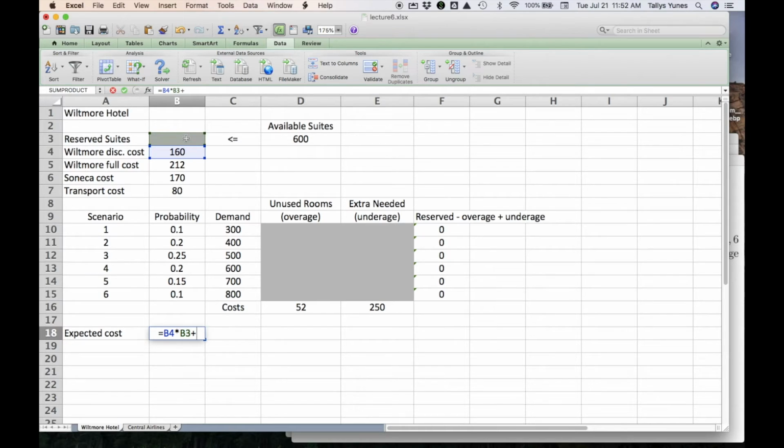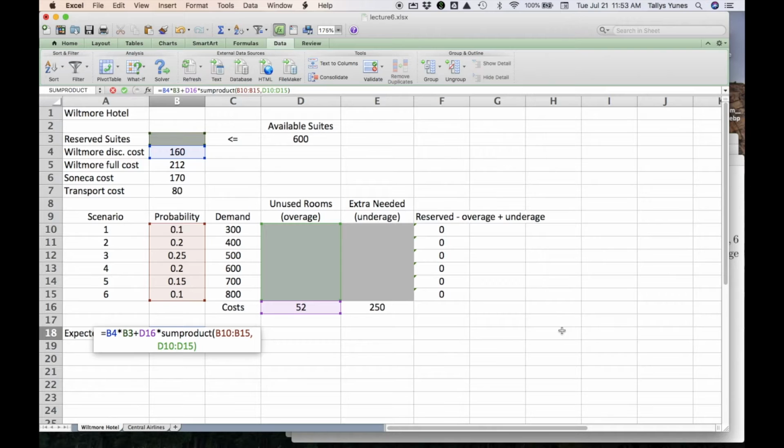Plus, I can put that 52 in front, and essentially now I have every O variable times its corresponding probability, right? And this I could do with a sum product. Take the probability of each scenario times the O variable of every scenario. And you'll see that this is exactly what that formula we just looked at is doing.